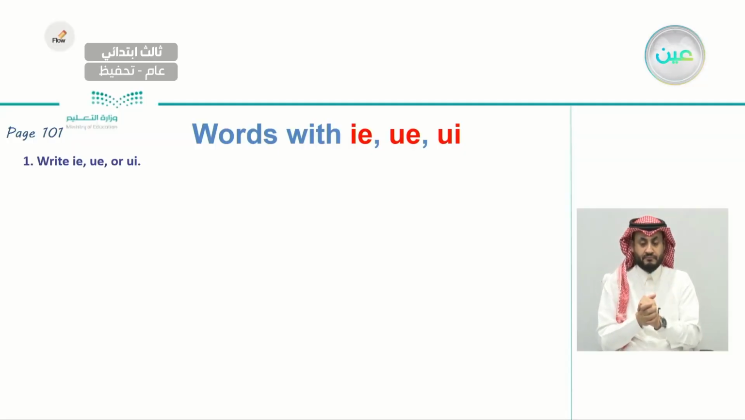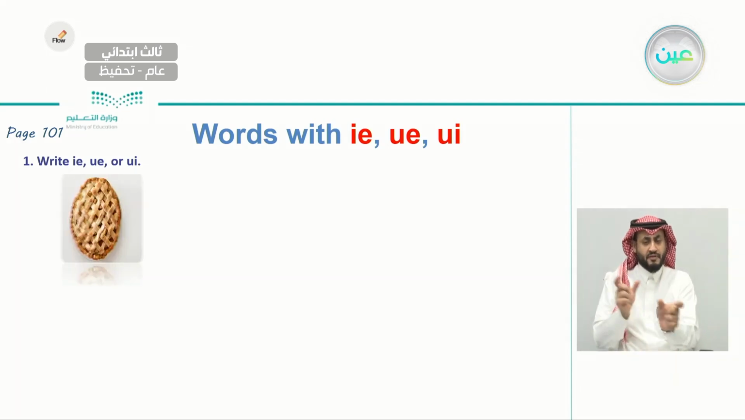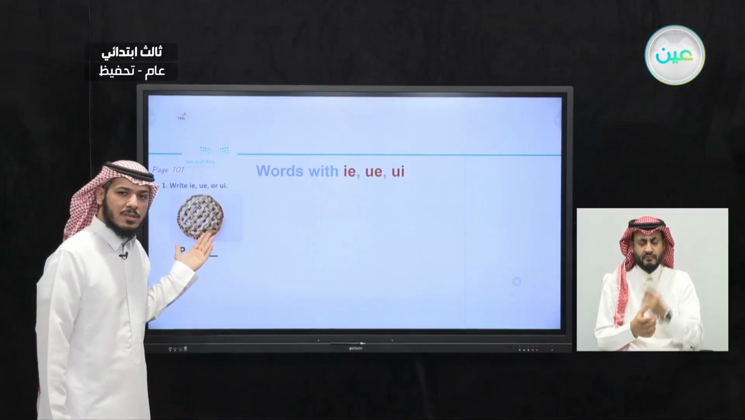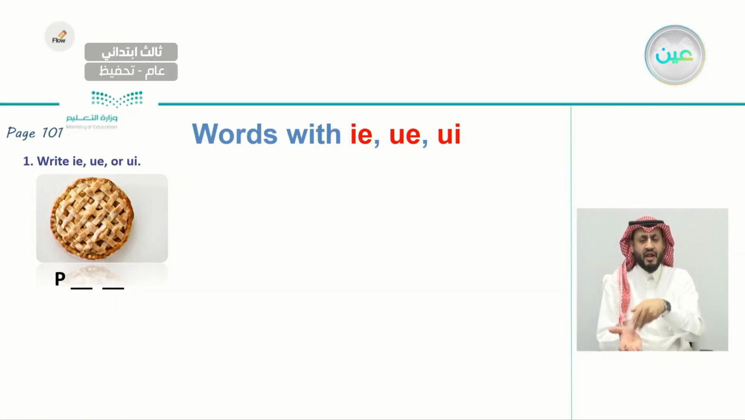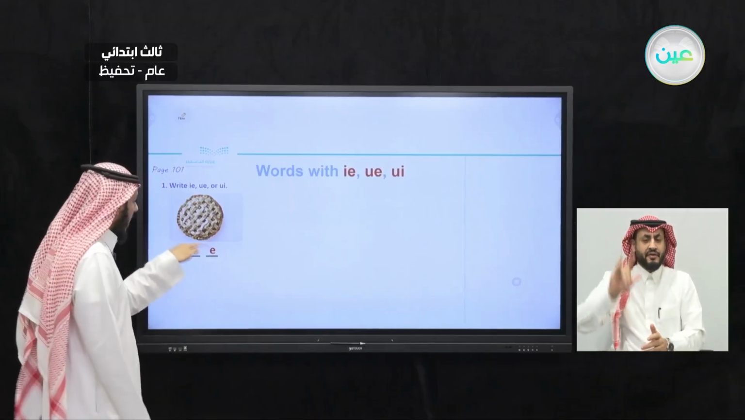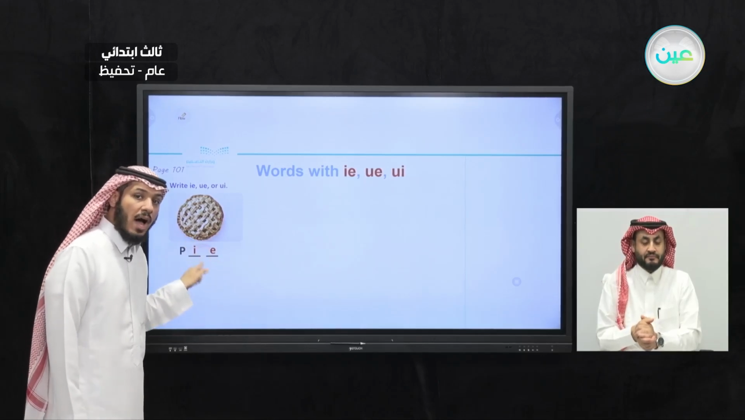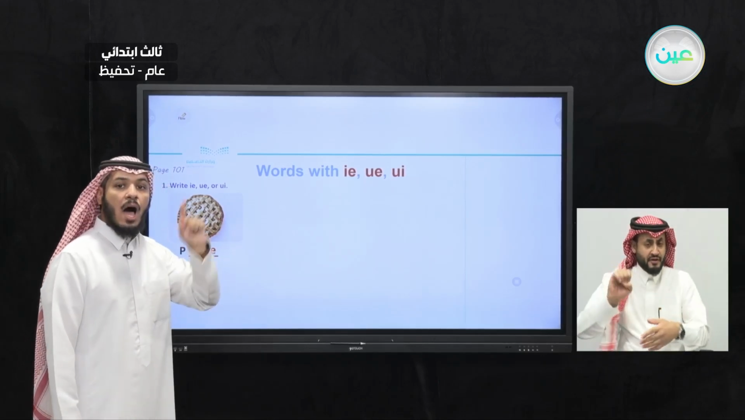Excellent. Okay, now question number 1 says, write IE, UE, or UI. Okay, write in the blanks. Okay, so we have this thing. What is this? It's like a cake. What is it? It starts with P. Is it pie? It is pie. Perfect, excellent. So if you have IE like this, it's pronounced as I, pie. We have I and E. So if you have I and E, you will pronounce it as I.